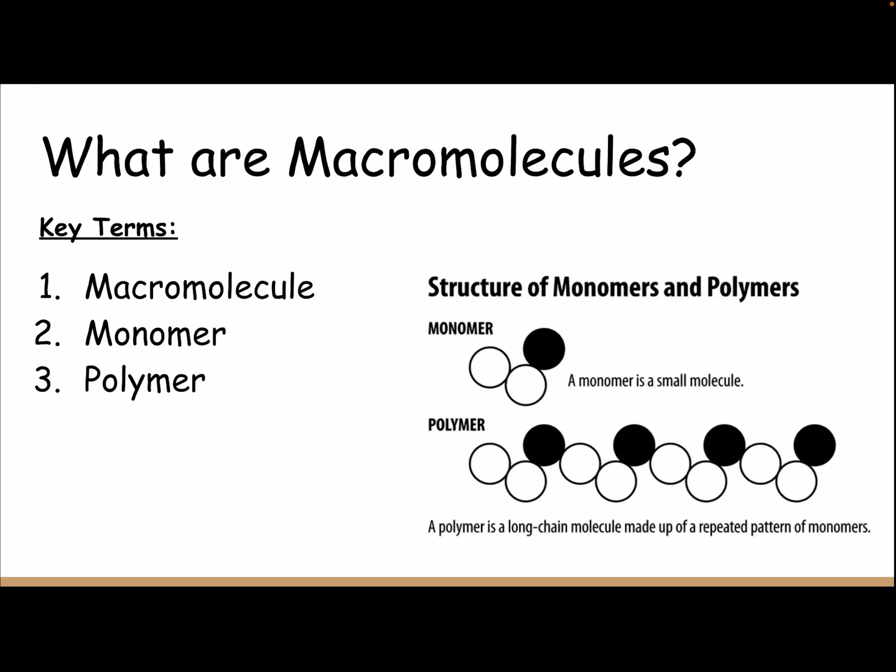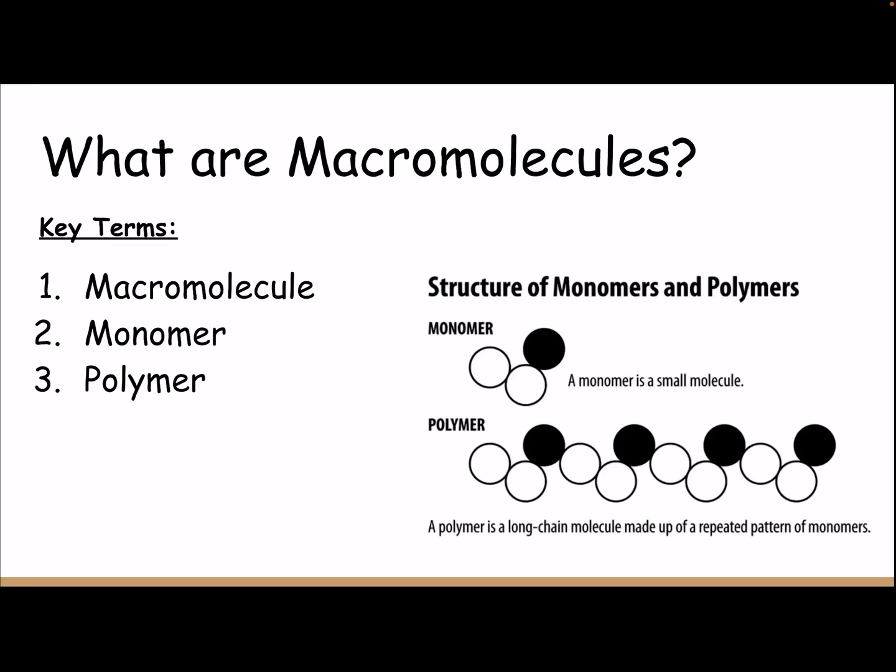Some key terms that we need to understand. One, we need to understand what a macromolecule is. When we look at the term macromolecule, we're going to break it into two sections. The prefix macro means large, and then we have molecule. So when we're talking about parts of the cell being made up of macromolecules, we're saying that they're made up of large molecules.